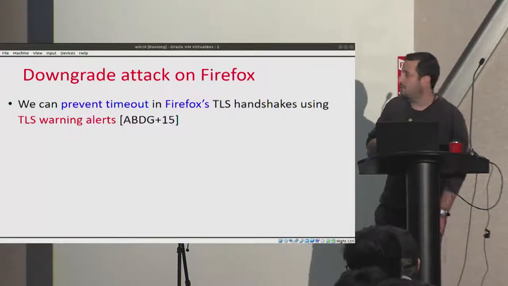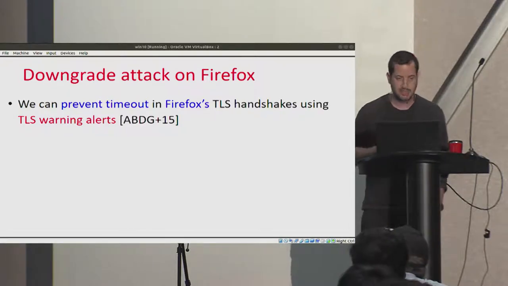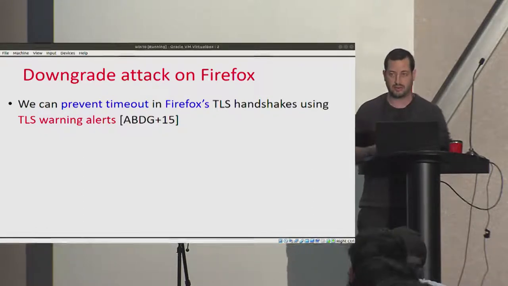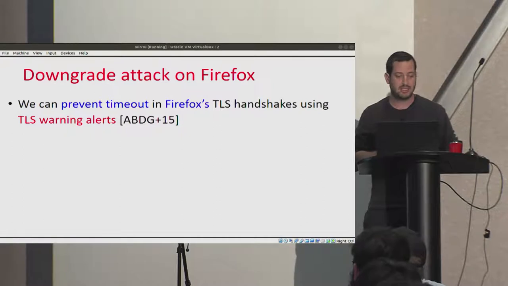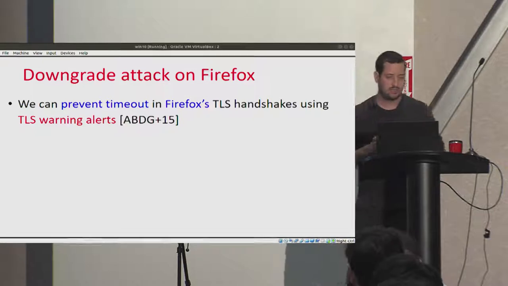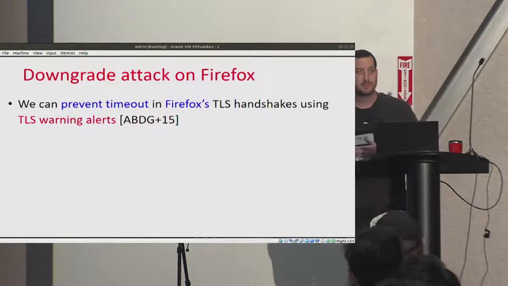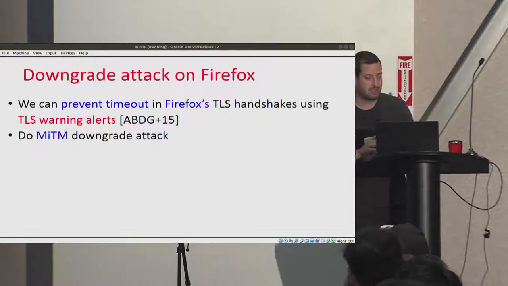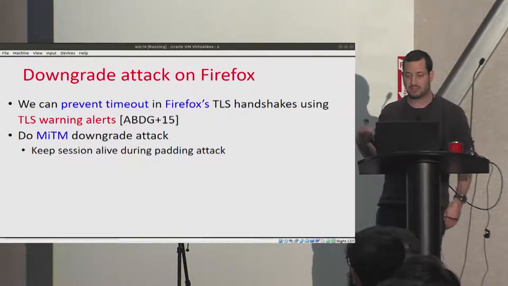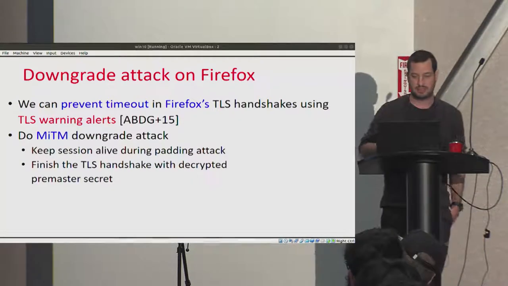Okay, so the first nice thing is that we can still try to do this attack on Firefox. And the reason for that is that there's a way to prevent timeouts in the Firefox TLS handshake, using something called a TLS warning alert, something that's known since the Logjam paper. I think that they recently decided to fix this, but it's been known for several years. So basically, with the man-in-the-middle downgrade attack, we can keep the session alive for a relatively long time during the pending attack itself, and then we can finish the TLS handshake after we decrypted the pre-master secret.